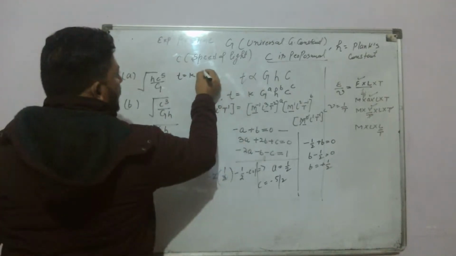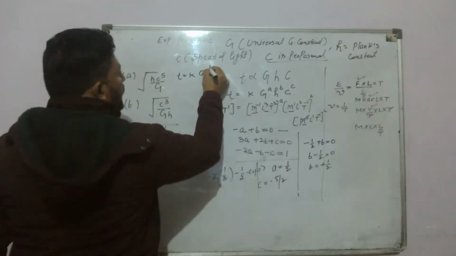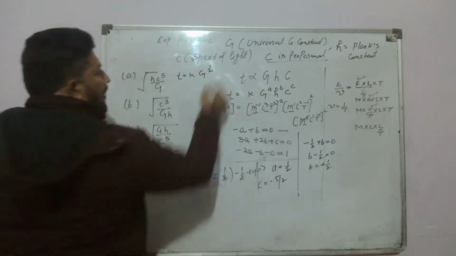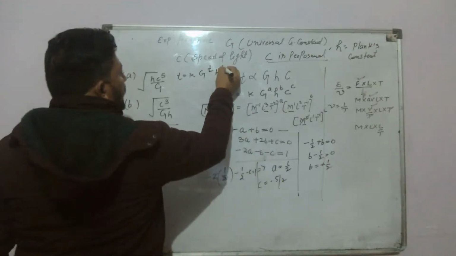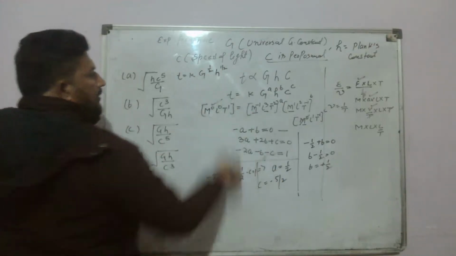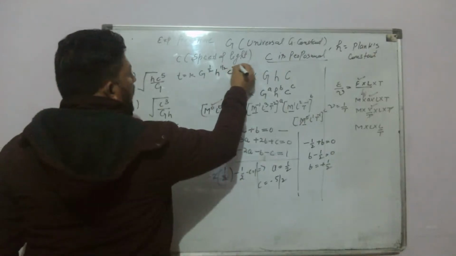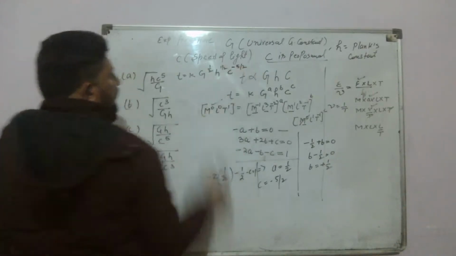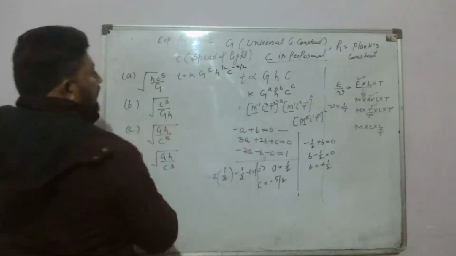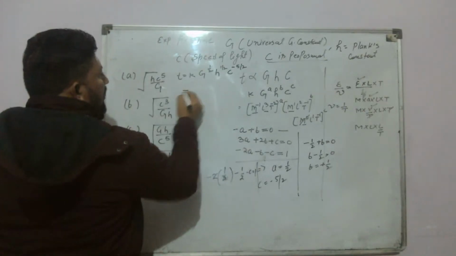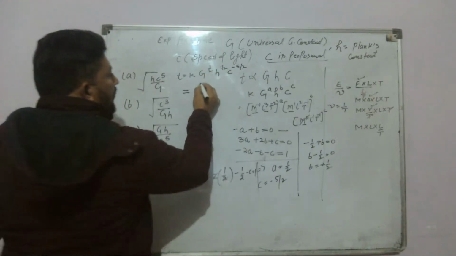Here A is 1 by 2 and B is also 1 by 2 and C is minus 5 by 2, minus 5 by 2. Listen carefully here. So the formula is these two, all are under root.